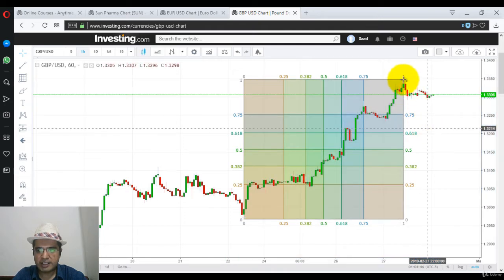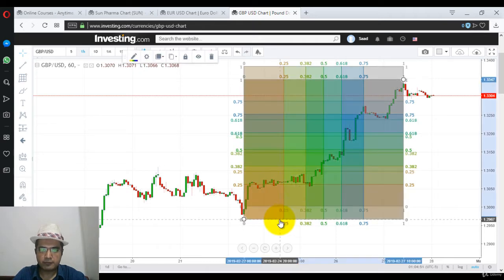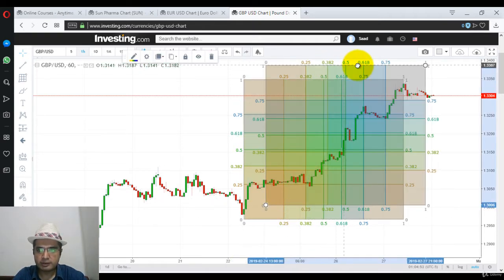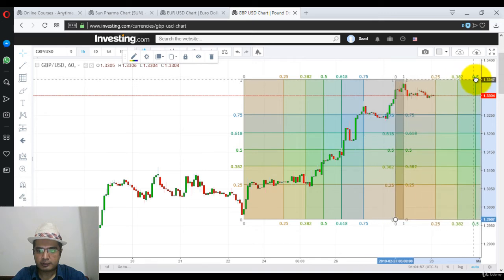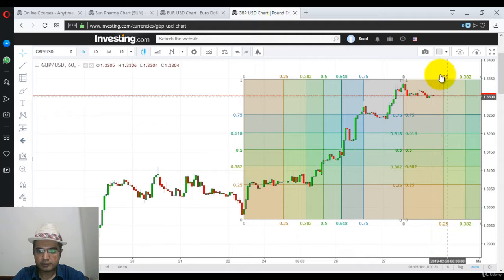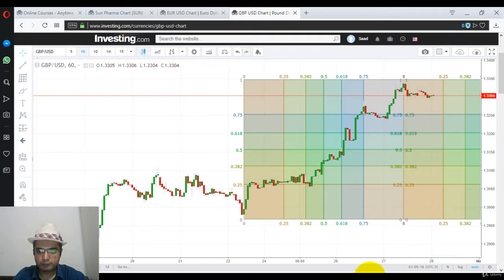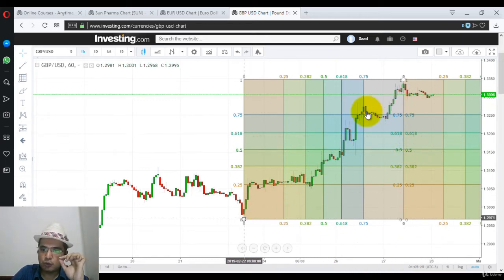Now if you look at it, we have attached the high to the low and then we are just copying and pasting it. And it's a bit not correctly placed, so I'm correcting it. Here we go. Now we have attached the low and the high.